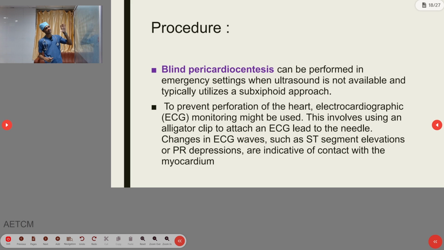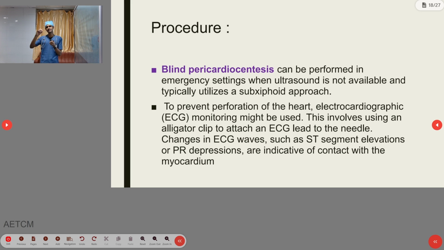Blind pericardiocentesis is mainly performed in an emergency situation, if the person suddenly deteriorates in the pre-hospital region, or if we don't have any USG in the in-hospital setting. Here the one difference is that we attach an alligator clip to the needle, and that alligator clip connects to an ECG. The same technique is used: aspirate while inserting.